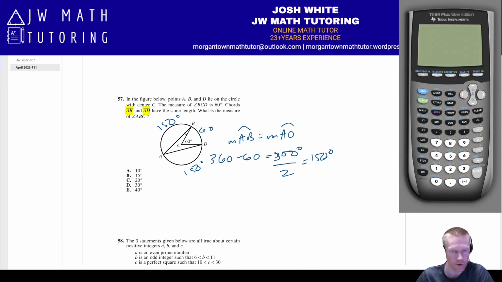All right, so now there's still two other steps we have to go through in order to figure out the measure of angle ABC. The first is you draw a line, specifically a radius here from point C to point A. The reason you do that is because now it makes a triangle, ABC, that looks like this.